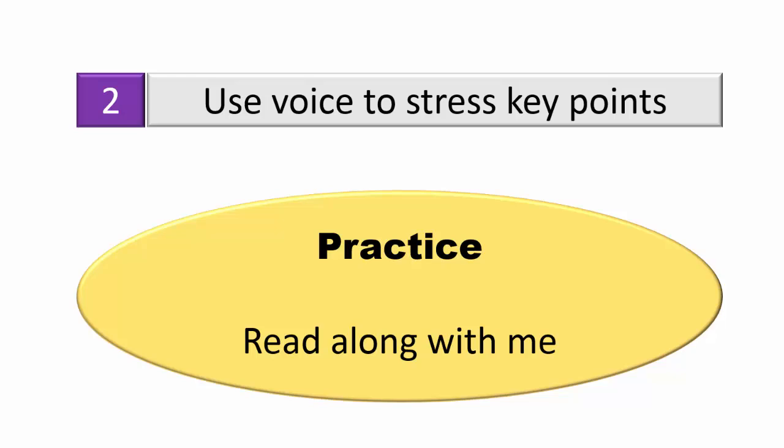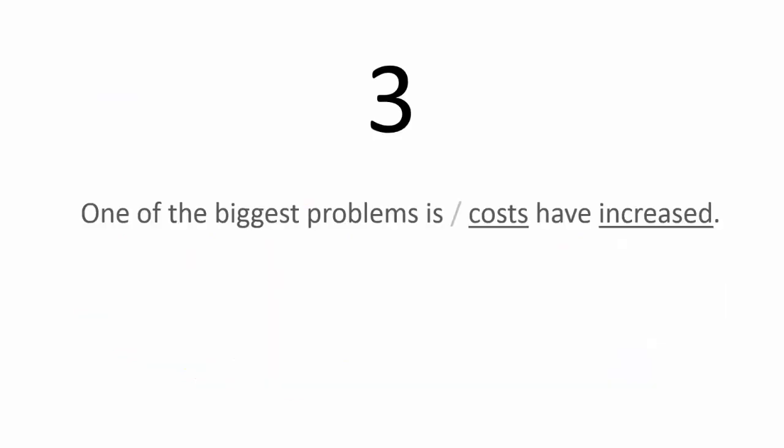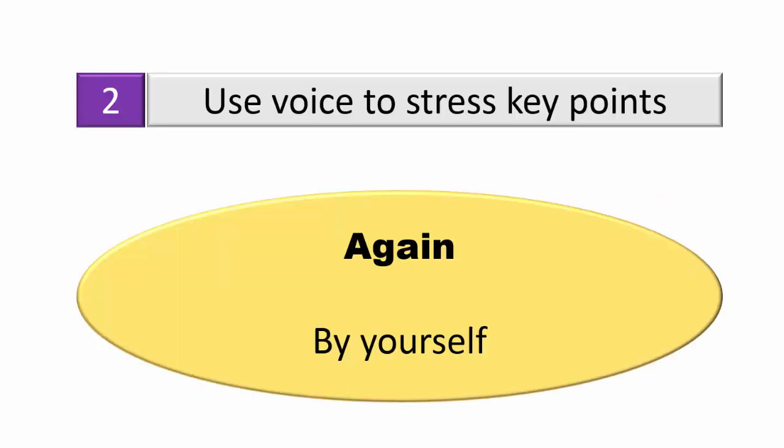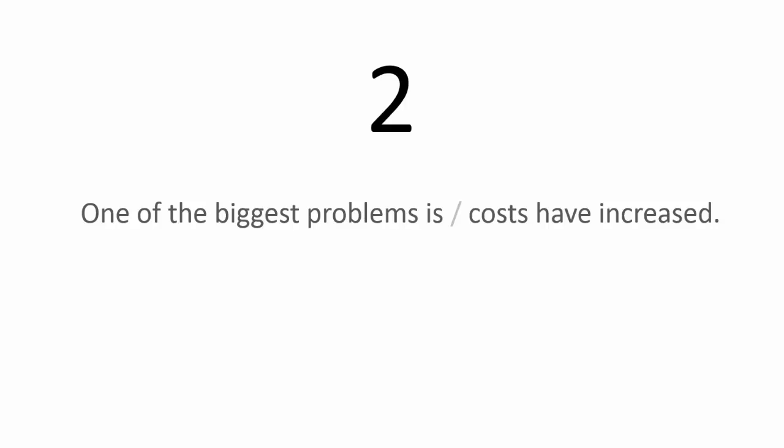Read the sentence along with me. Here we go. 3, 2, 1. One of the biggest problems is costs have increased. So now try again by yourself. 3, 2, 1.